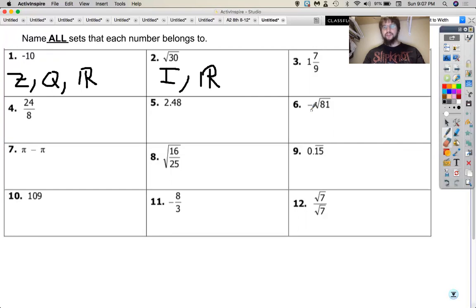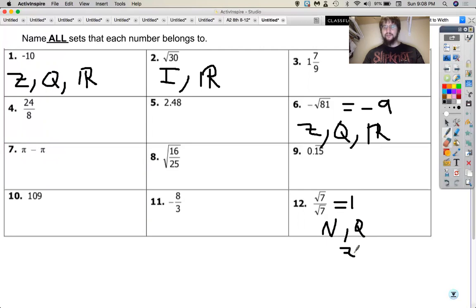Oh, here's a nice one. Negative, so that cuts out natural, square root of 81. Is square root of 81 nice? Yes, it is. This is the same as -9. You always have to think about something in its simplified form. So this is actually an integer, which means it's a rational number and also a real number. Down here, that's the same as 1. So that's everything. That's natural, a rational, oops, forgot integer, and a real. It's everything.